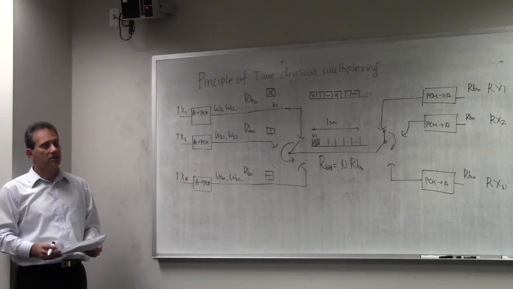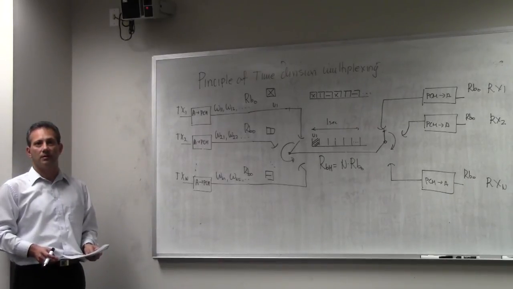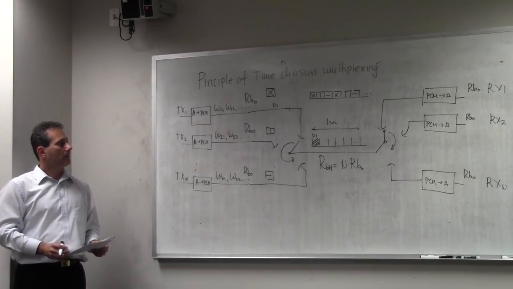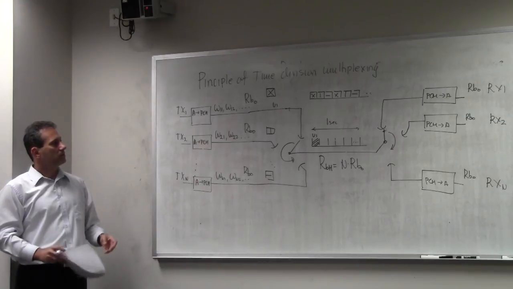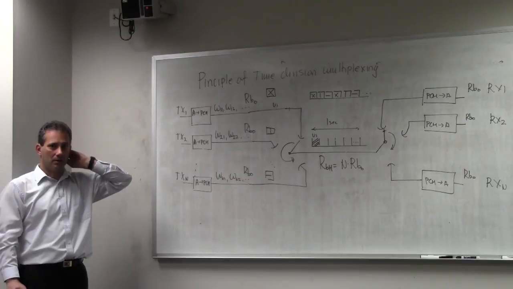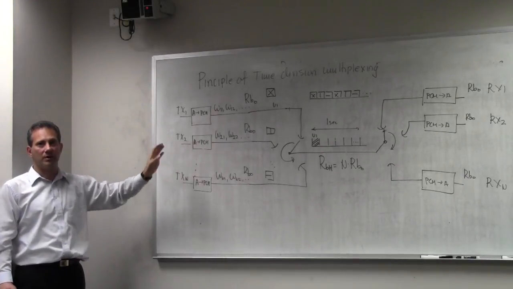If the user doesn't send anything, in this model here, the slot goes empty. It's wasted? It's wasted, right. So that's where, you know, for voice this is okay, but in data what we do is extensive buffering on both ends.